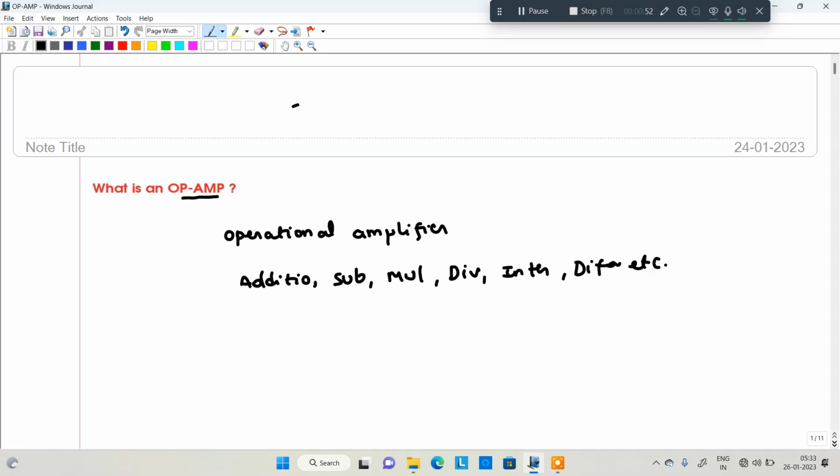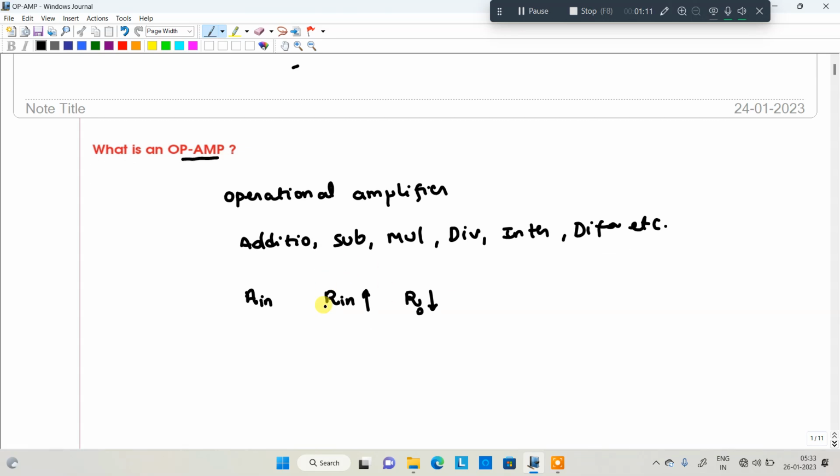This particular operational amplifier has a very high gain, and the input resistance is also high, while the output resistance is low. So we will discuss the many advantages of this op amp one by one. After that, the different uses of op amp, like scaling. Just now I mentioned addition, subtraction, multiplication, division, etc.